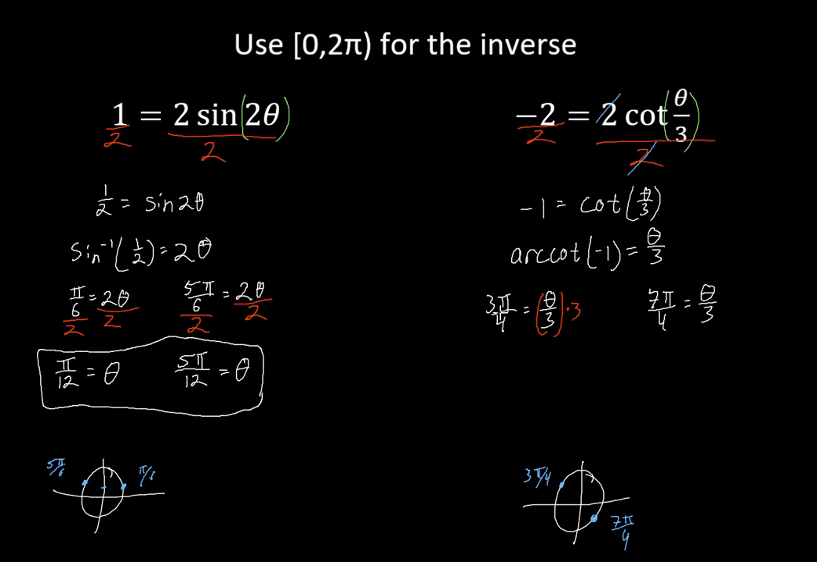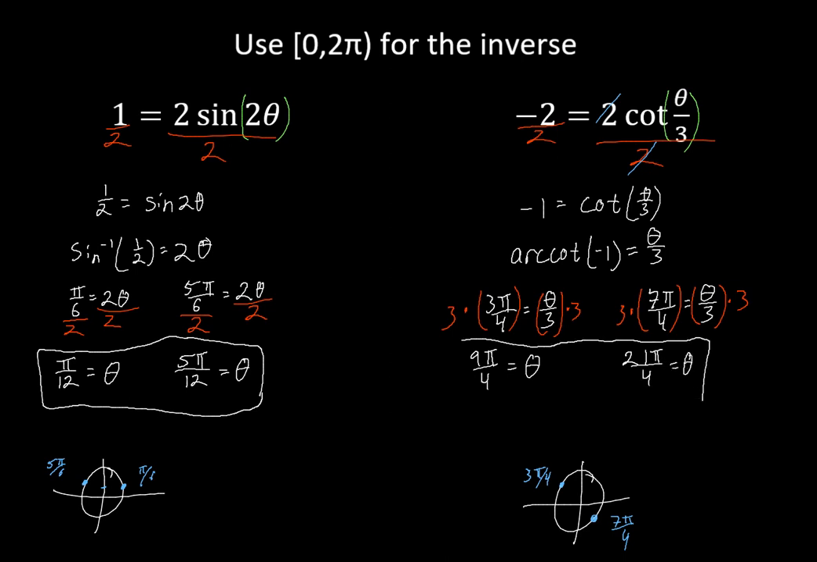To get theta by itself, we multiply both sides by 3. Three times 3 pi over 4. Remember, these are fractions. When you're multiplying fractions, it's just straight across. So 9 pi over 4 equals theta. There are a lot of people that try and say 9 pi over 12. They're multiplying by 3 over 3. Just 3, though. 3 times 7 pi over 4 gives you 21 pi over 4 equals theta. So here are our 2 answers for this.